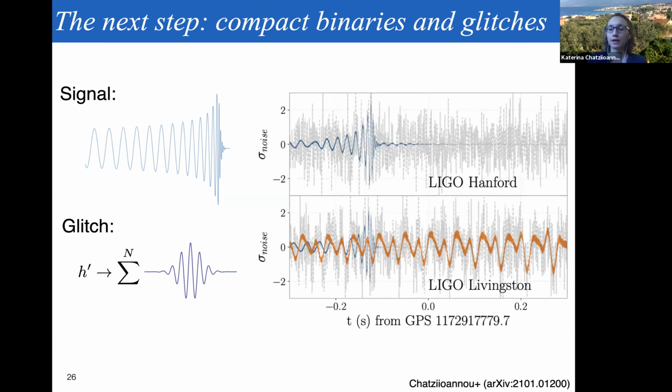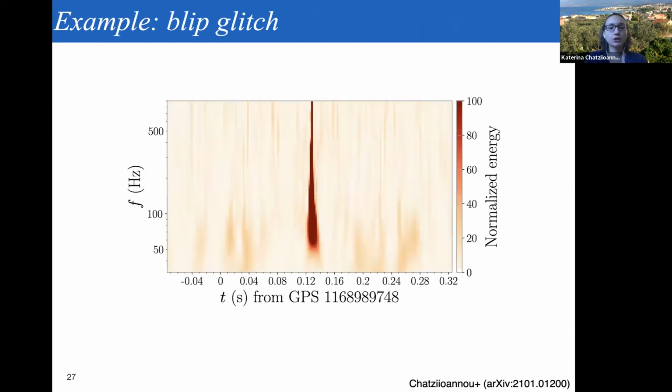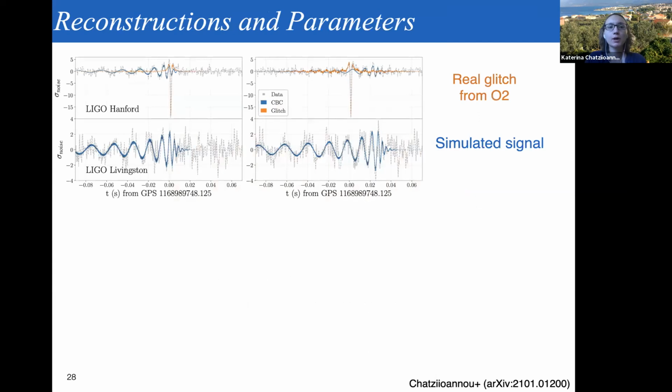So here's an example in the Hanford and Livingston detectors, where you have a glitch in Livingston, that's the purple, and a signal in both of them, and you model them at the same time. I'm going to show you a couple of examples for how well this works. This is a so-called blip glitch. It really throws off searches for binary black holes. But here's how you can separate.